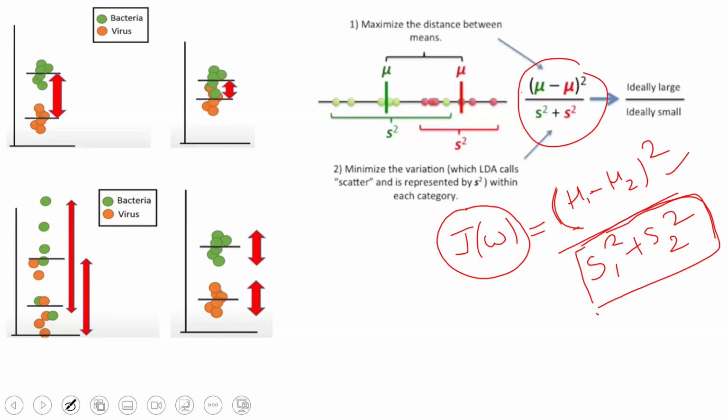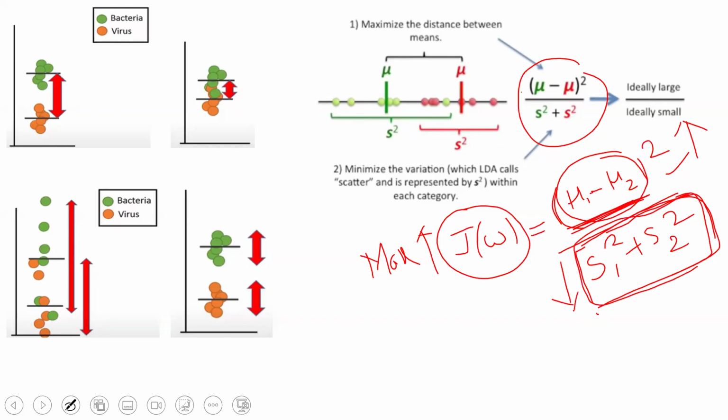Maximize. We have to maximize this because when we maximize this, what happens? Just look at this. This is the distance between the means. We want to maximize this. So when you maximize this, this will get maximized. And what is it that you have to do? You're trying to minimize the scatter. Minimizing the scatter will obviously improve this whole value, right? So minimizing the denominator will improve this particular value.